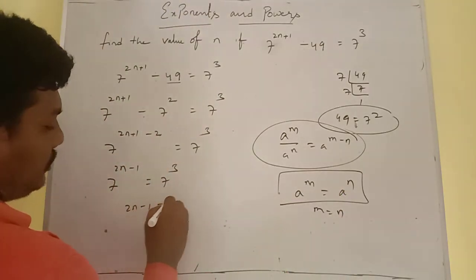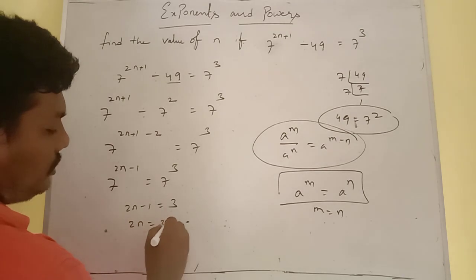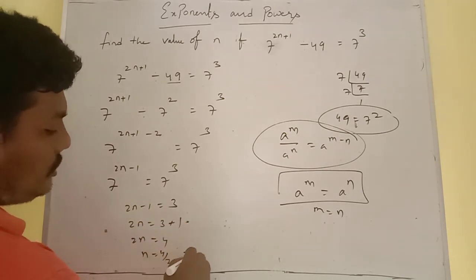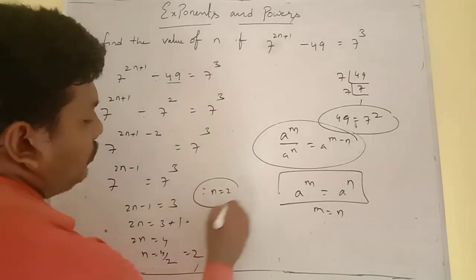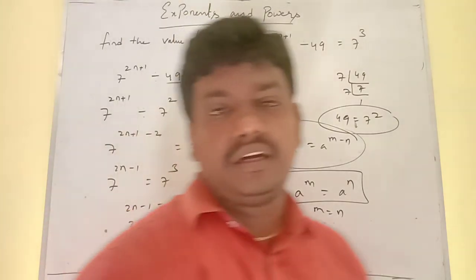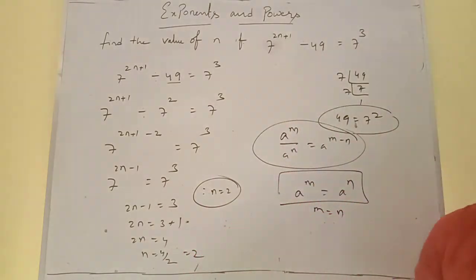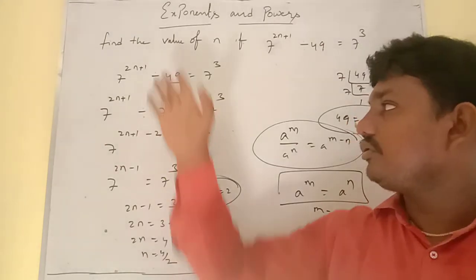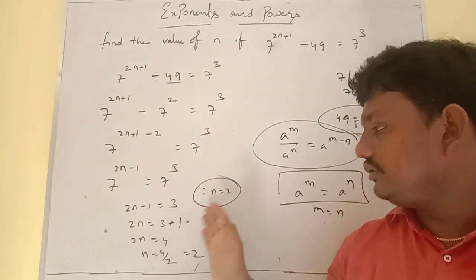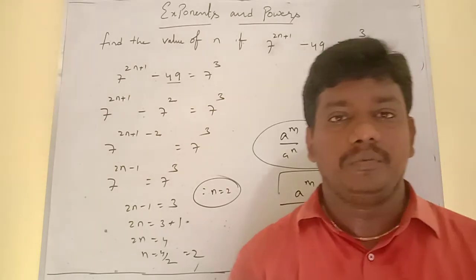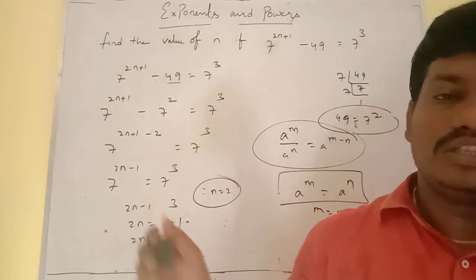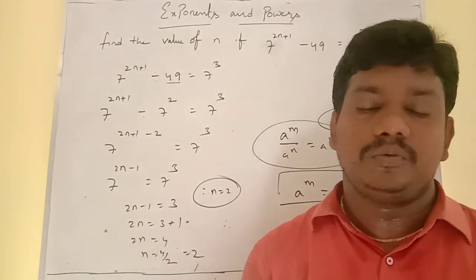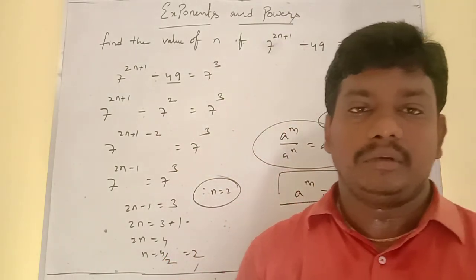That is 2n minus 1 is equal to 3. Then 2n is equal to 3 plus 1. So 2n is equal to 4, or n is equal to 4 by 2, that is equal to 2. Therefore n is equal to 2. Like this we have to find exponent values. If a variable takes place in the exponent, you have to find the exponent value like this. This is equal to n. So I hope, students, you are clear in the concept of exponents. If you have any doubts while writing exponential forms, you can ask me later. Thank you.